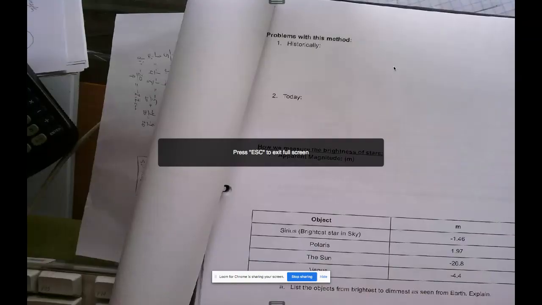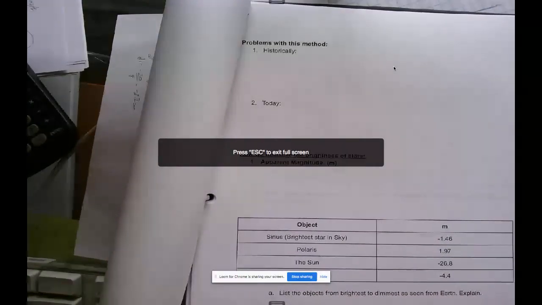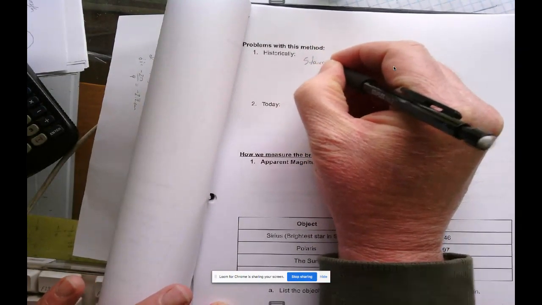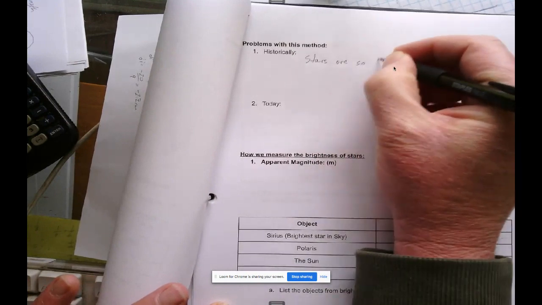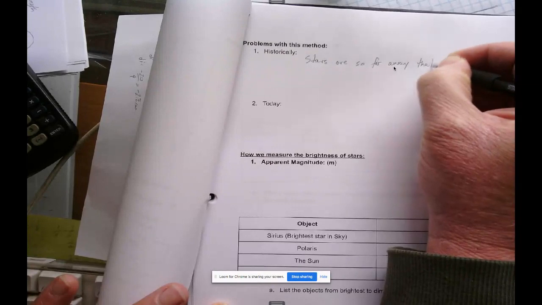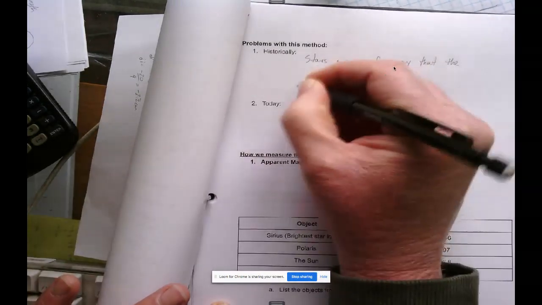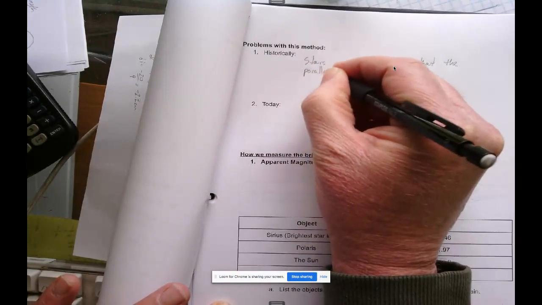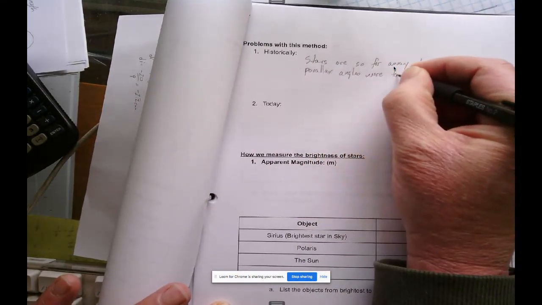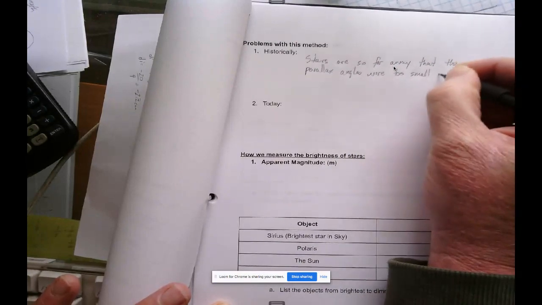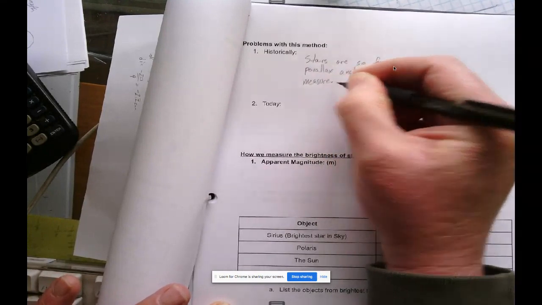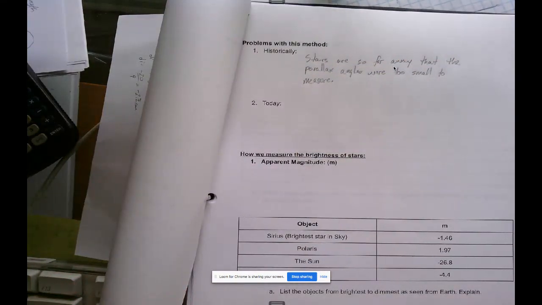Now, problems with this method. Historically, the stars are so far away that the parallax angles were too small to measure. Okay, so you couldn't do it.